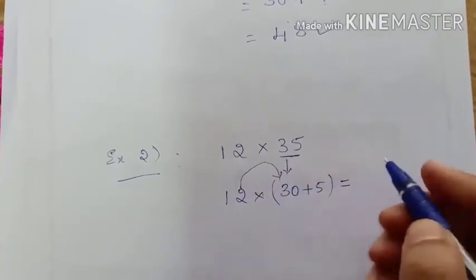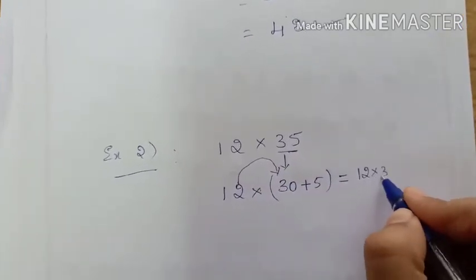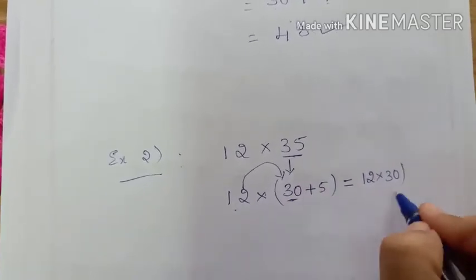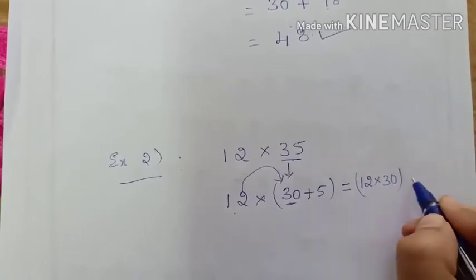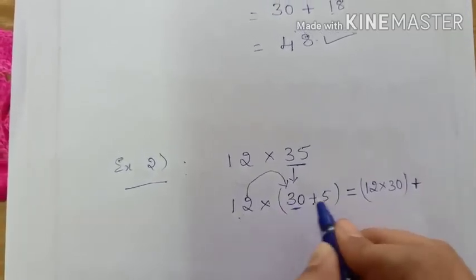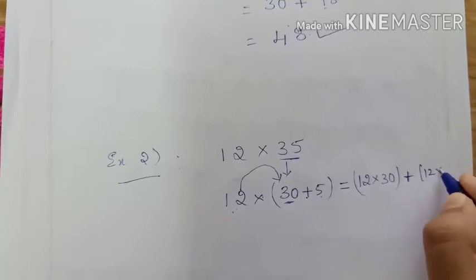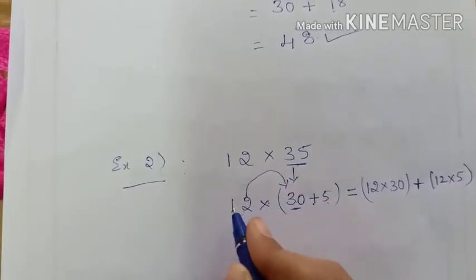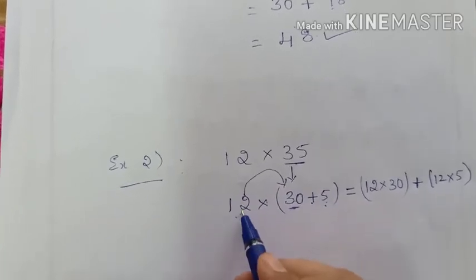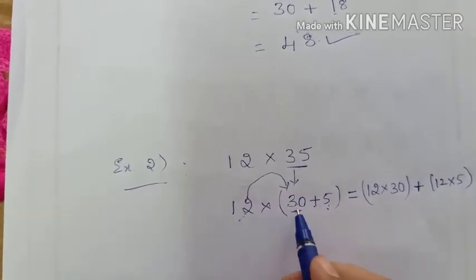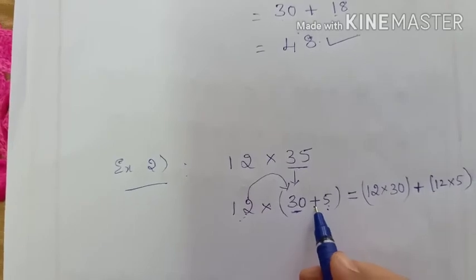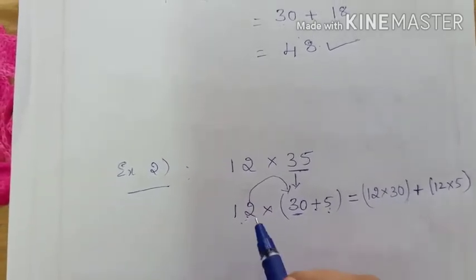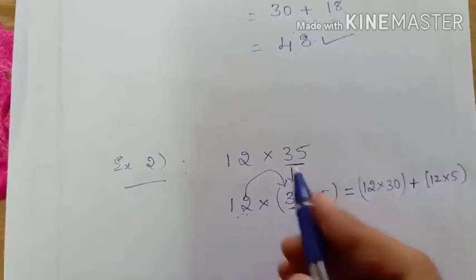So first you have to multiply 12 into 30, 12 into the first number. Okay, then plus 12 into 5. This 12 remains fixed with 30 as well as with 5. First multiply with 30, 12 into 30. The plus mark is there, so put down the plus mark as it is. Then 12 into 5, the next number.